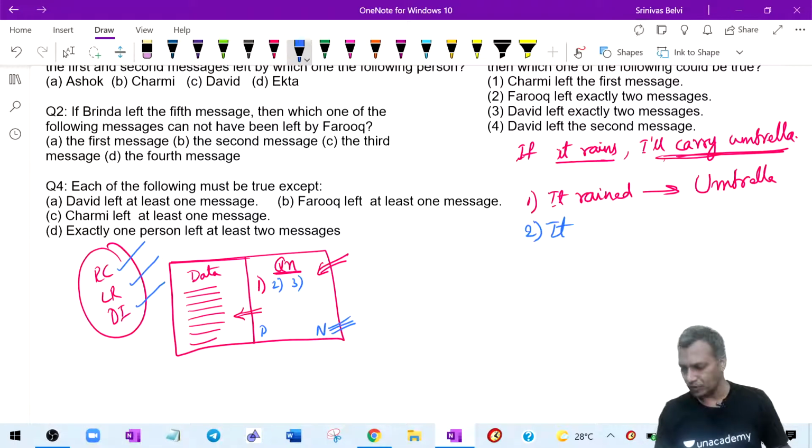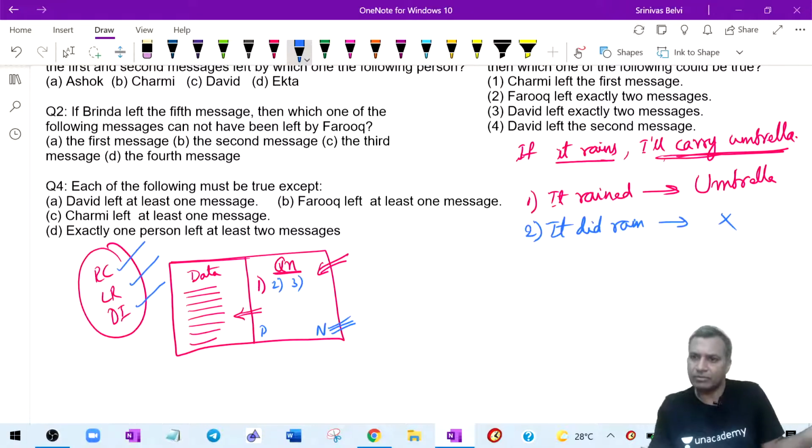It didn't rain. Alright, it did not rain. Then what is your answer? Your answer is you don't know. You don't know whether I carried or not. It didn't rain, but still I carried it, because it was too hot. I said that if it rains, I will carry umbrella.